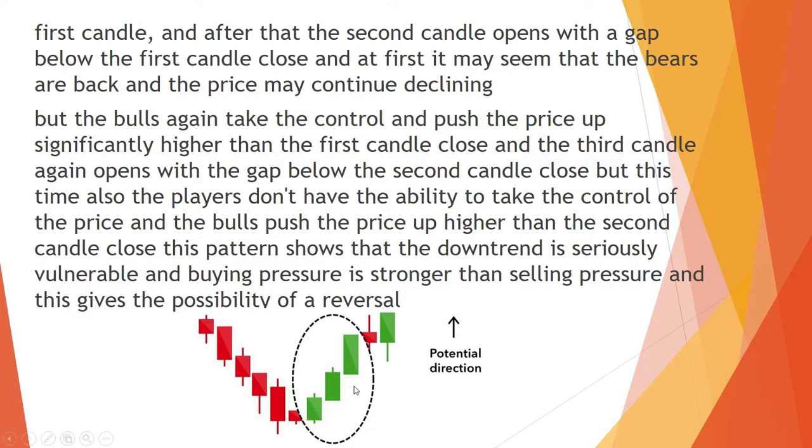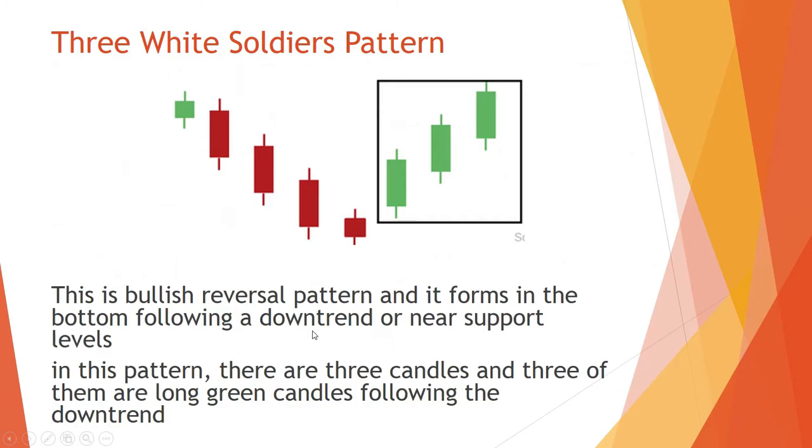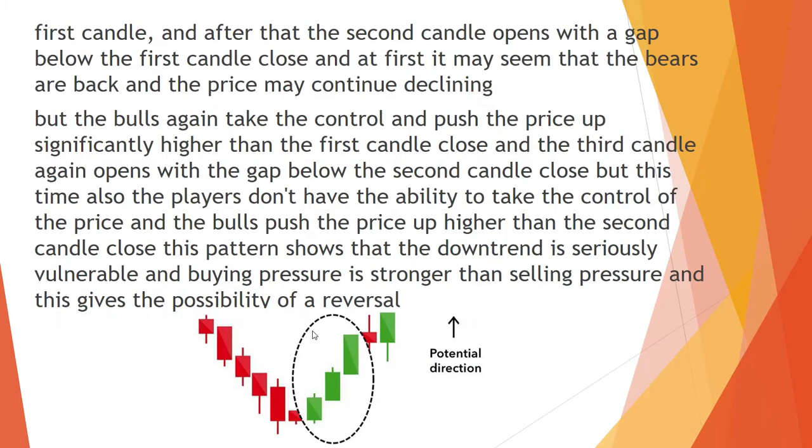This pattern shows that the downtrend is seriously vulnerable, and the buying pressure is stronger than the selling pressure, and gives a possibility of a reversal. So we see that after this downtrend, and after we saw the three white soldiers pattern, there is a reversal of direction. So the potential direction changes from downtrend to uptrend.